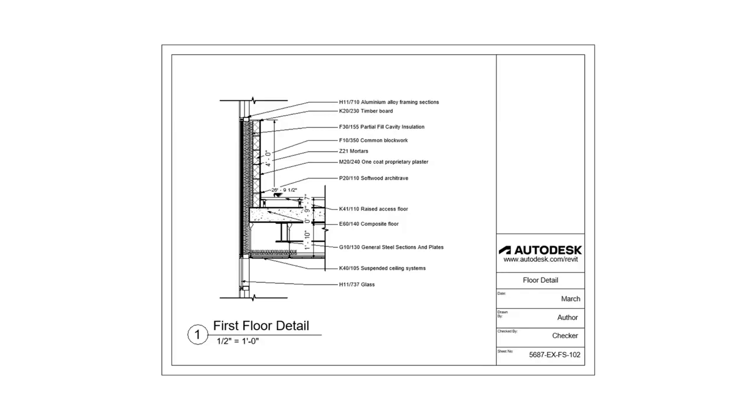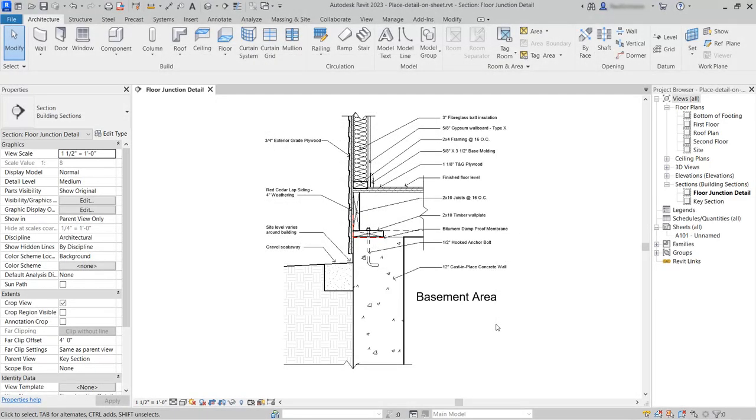I have the exercise file Place Detail on Sheet open, and we're looking at the floor junction detail view, and this view shows part of the 3D model and has detail components, lines, tags and text added to create the finished detail, and it's now ready to be placed on a sheet for publishing. So first, let's create the new sheet.